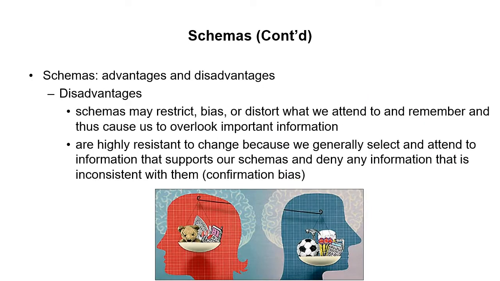Okay, very serious talk there, but let's look at schemas' advantages and disadvantages. So the disadvantages: schemas may restrict, bias, or distort what we attend to, what we remember, and may cause us to treat people in ways that they shouldn't be treated. And schemas are actually very resistant to change because we generally attend to information that supports our worldview, our schema, and deny information that's inconsistent with it. This is what's called confirmation bias.